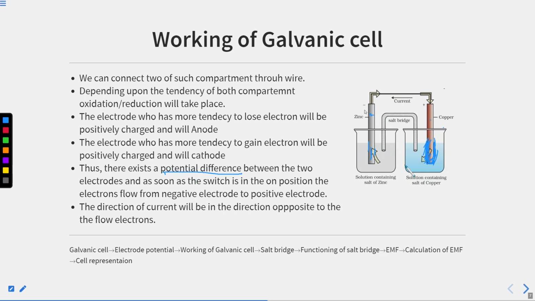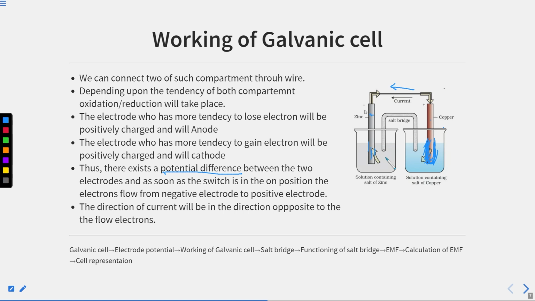Now if you consider the direction of current, since the electron is flowing in this direction, the current by convention is taken in the opposite direction. You must have seen these things in physics also. It says that whichever is the direction of electron, we take the direction of current opposite to that. So this is how a galvanic cell works.